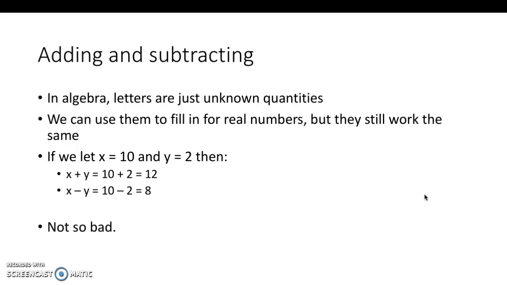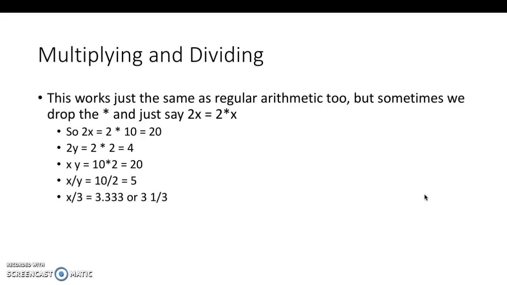Not so bad so far. Multiplying and dividing works the same, but sometimes we just drop the star or the x. We just say 2x is 2 times x, okay? So 2x is 2 times 10, which is 20. 2y is 2 times 2, which is 4. xy is the same as x times y, which is 10 times 2, which is 20. Dividing, x divided by y is 10 divided by 2, which is 5. And x divided by 3 is about 3.333, or 3 1/3. Okay, so far so good.